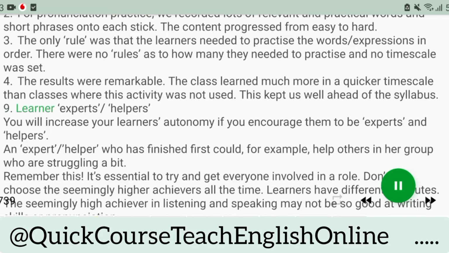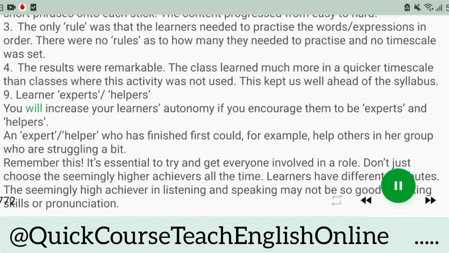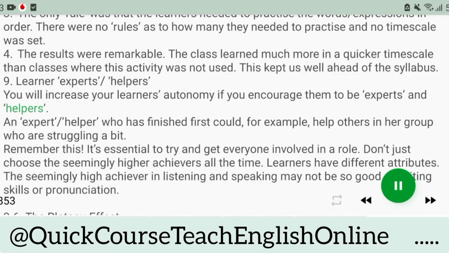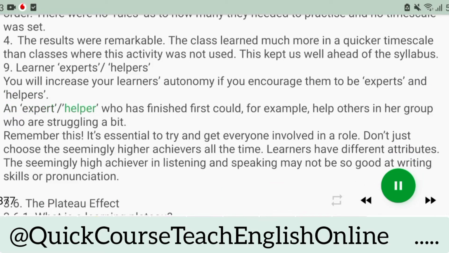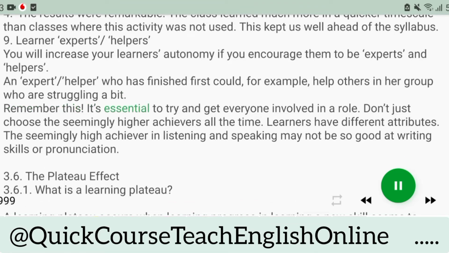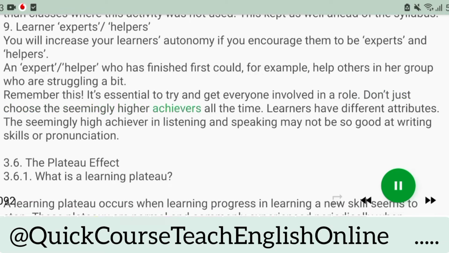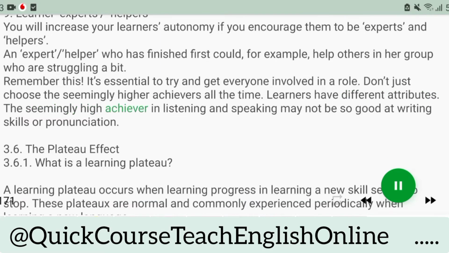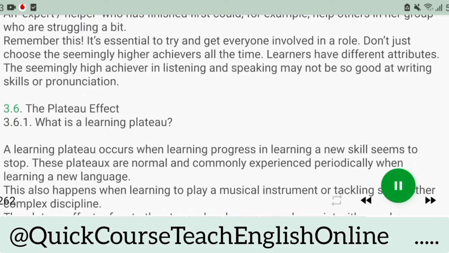9. Learner experts and helpers. You will increase your learners' autonomy if you encourage them to be experts and helpers. An expert helper, who has finished first, could, for example, help others in her group who are struggling a bit. Remember this. It's essential to try and get everyone involved in a role. Don't just choose the seemingly higher achievers all the time. Learners have different attributes. The seemingly high achiever in listening and speaking may not be so good at writing skills or pronunciation.